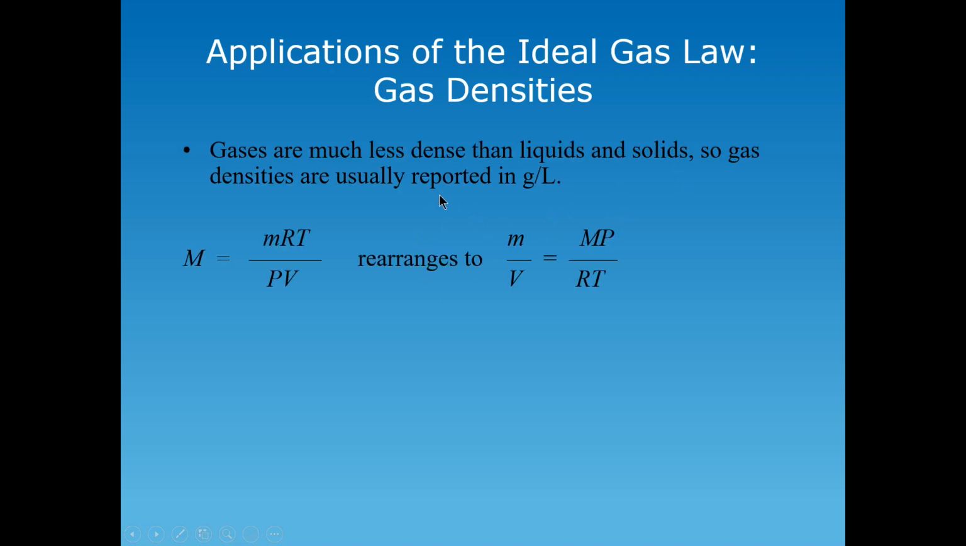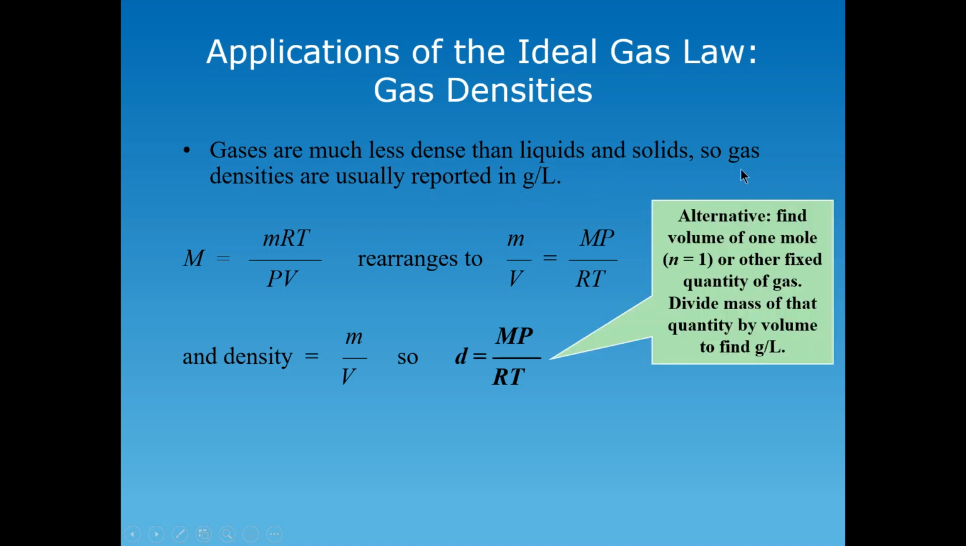Another thing I want to say here is that typically gases are much less dense than liquids and solids, and therefore typically their densities are expressed in grams per liter. Now, if you remember, we talked about this equation, which is used to determine the molar mass of a gas. We can actually rearrange it to get an expression of m over v equals everything else, because m over v by definition is a density, mass over volume. So when we rearrange it that way, we're going to get this expression.